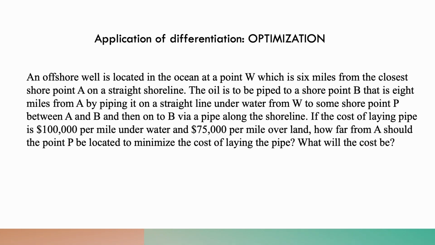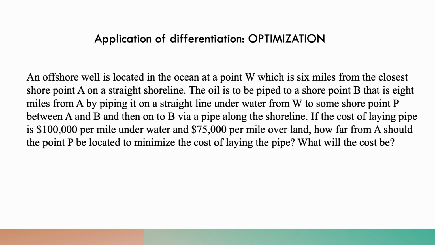Today's question is a word problem about optimization in calculus. An offshore well is located in the ocean at a point W, which is 6 miles from the closest shore point A, on a straight shoreline. The oil is to be piped to a shore point B, that is 8 miles from A, by piping it on a straight line underwater from W to some shore point P between A and B, and then on to B via a pipe along the shoreline.